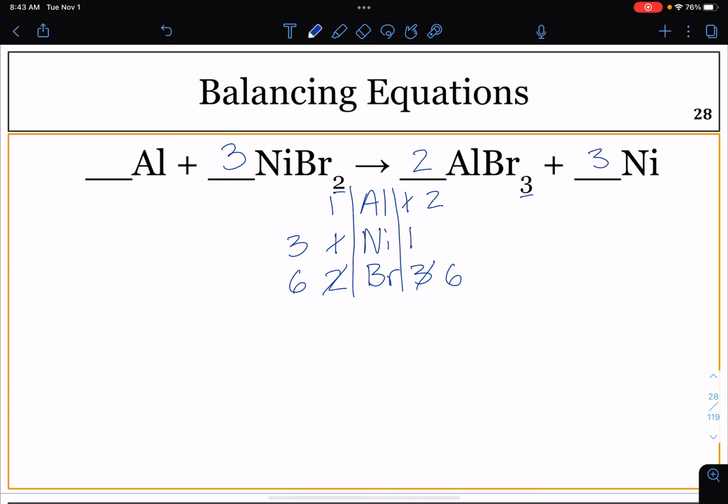If we put a 3 as this coefficient and a 2 as this coefficient, we now have 2 aluminum on each side, 3 nickel on each side, and 6 bromine on each side. This chemical reaction is now balanced.